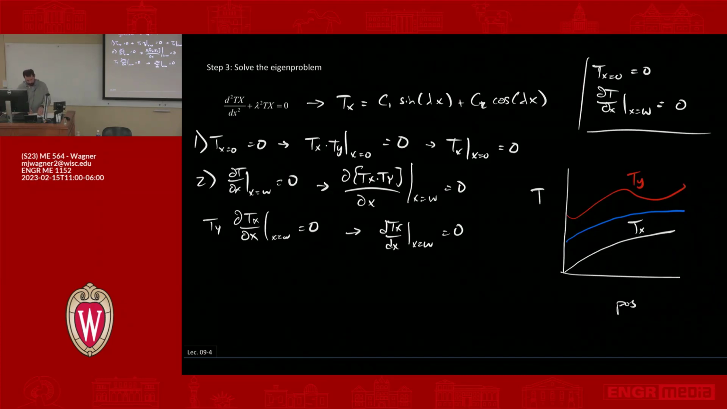So let's see, what are we doing? We have our two boundary conditions now, expressed in terms of just the x function. So we need to solve the eigenproblem. I might run out of room, so let me just erase some of this stuff.